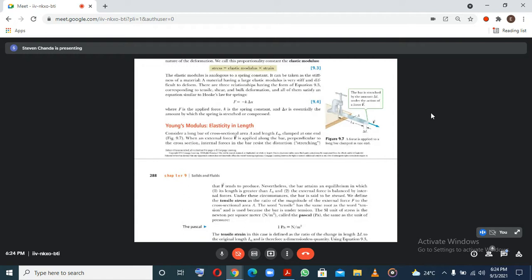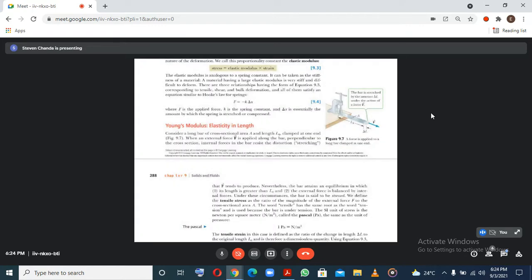Because it's what can tell you how easy or how difficult it is for something to be strained. Okay? So the elastic modulus is very, very important.